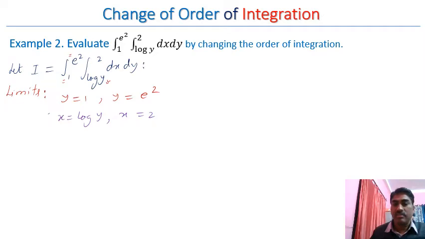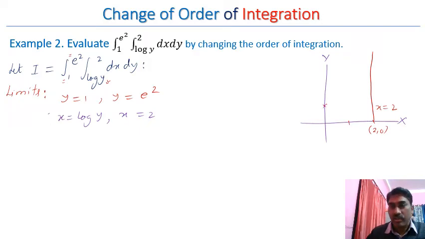These describe the region. So we should draw this: this is the x-axis, this is the y-axis. What is x is equal to 2? Take a point 2 comma 0. Draw a vertical line. This is the line x is equal to 2. Now y is equal to 1. So take a point here.